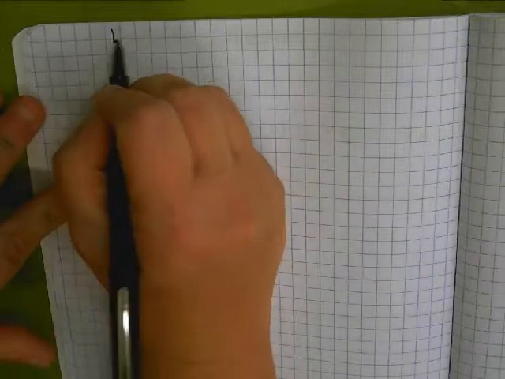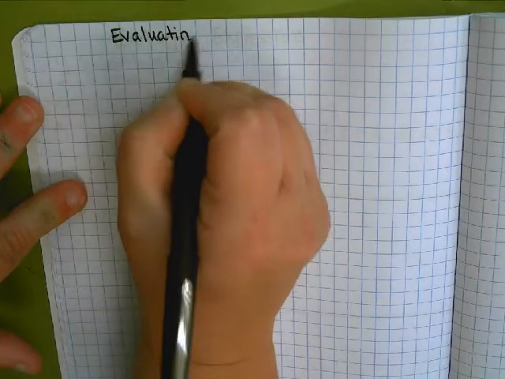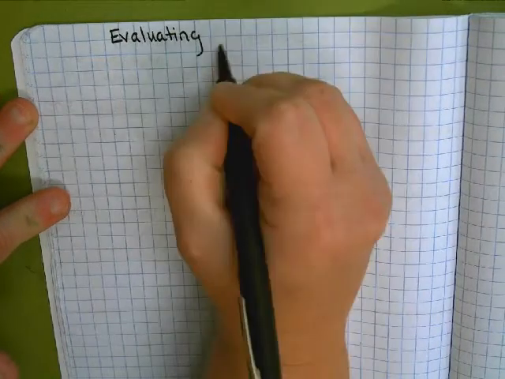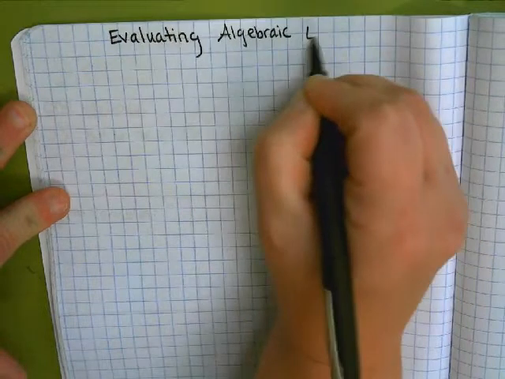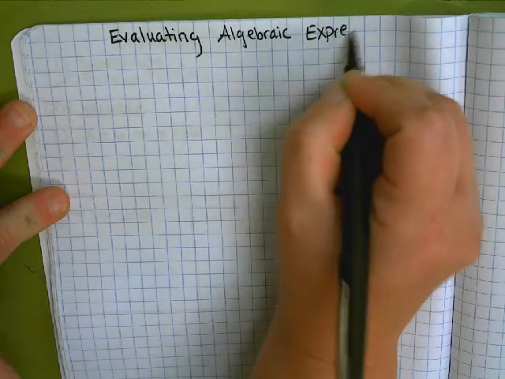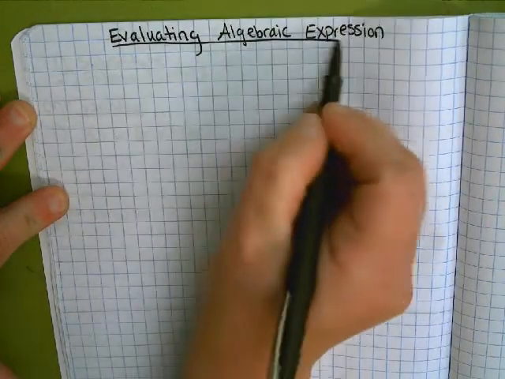Alright guys, so today we're going to be solving and evaluating, so we're going to title our paper, Evaluating, which is just a fancy word for solving, algebraic expressions. So title your paper. Make sure you're on the right pages. It is in the information above this video.